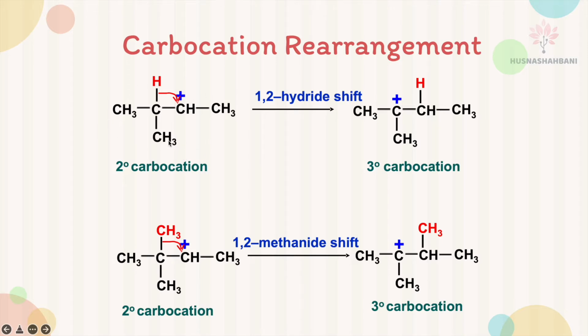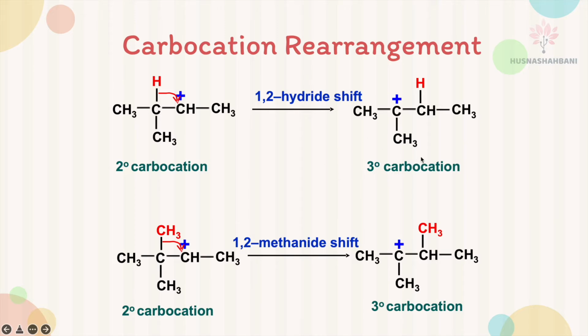Here is an example of a secondary carbocation. This carbon is attached to 2 other carbon atoms, so we call it a secondary carbocation. And the hydrogen at the carbon here means hydrogen attached to the carbon neighboring the carbocation. So this hydrogen shifts to the carbocation carbon, so we call it a 1,2 hydride shift. So the carbocation position changes and the hydride changes position. Now this carbon becomes the carbocation and this carbon is a tertiary carbon.